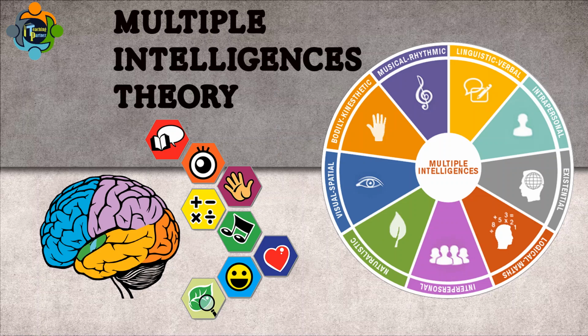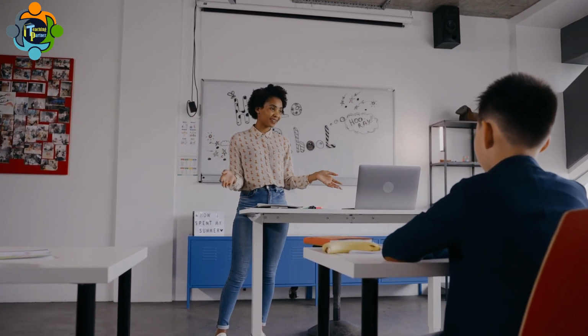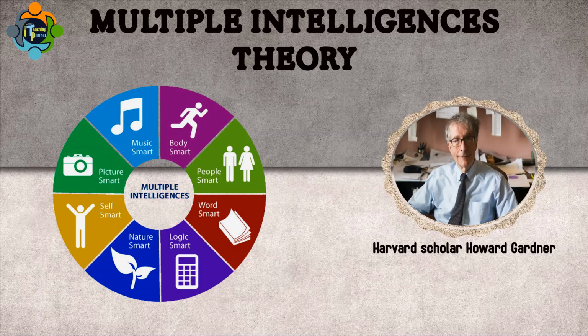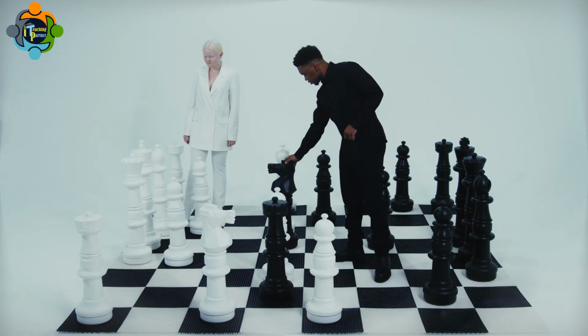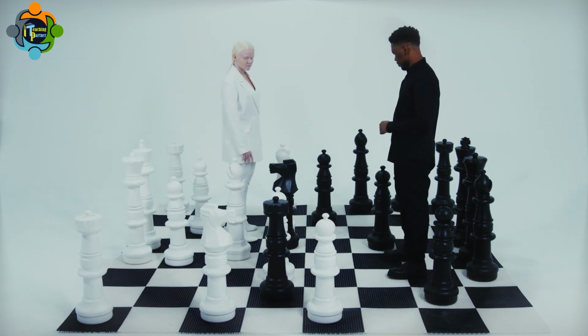In today's video, we are going to delve into the fascinating topic of multiple intelligence theory and explore strategies for effectively implementing it in the classroom. So let's get started. The concept of multiple intelligence theory introduced by Harvard psychologist Howard Gardner revolutionizes how we understand intelligence. According to Gardner, intelligence is not limited to a single IQ score but is instead composed of several distinct intelligences. This theory recognizes that individuals possess different strengths and learning preferences.